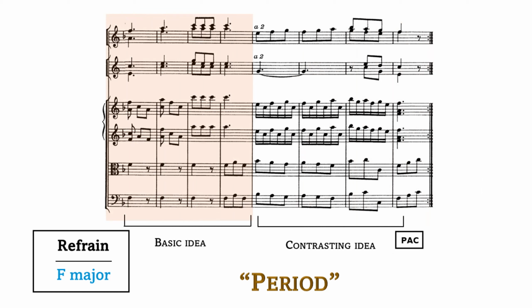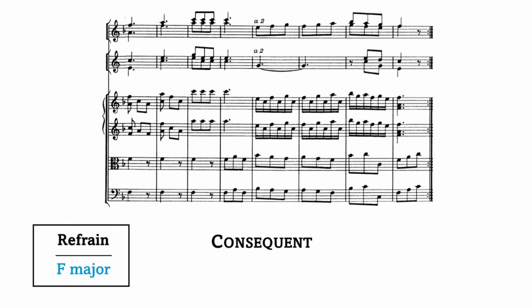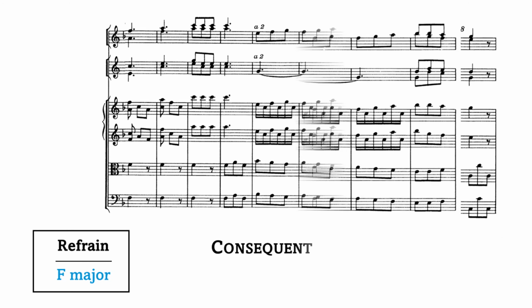In the second part we've got a restatement of the basic idea, which can be either varied or literal, like in this example. But now the contrasting idea leads to a more conclusive perfect authentic cadence, somewhat closing what the first half had left open. For this very reason, first and second half of a period are usually named antecedent and consequent, respectively.